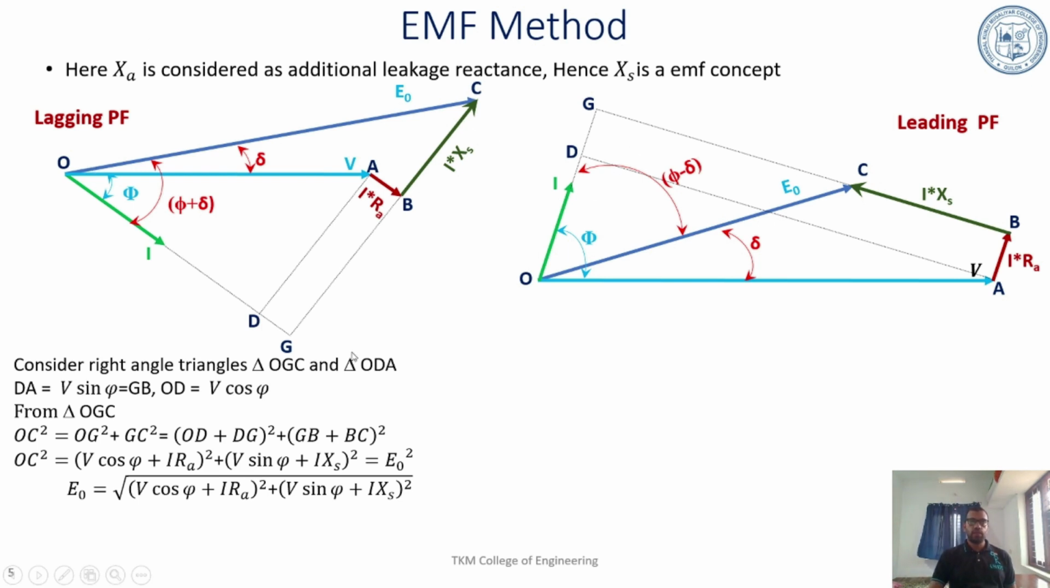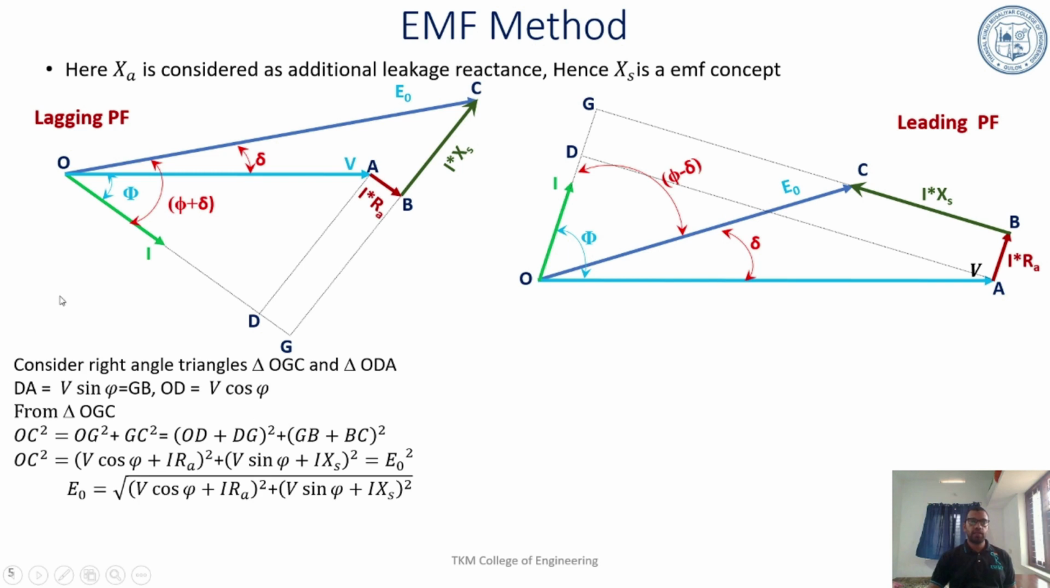So E0 is equal to root of OG square plus GC square. What is OG? This part is V cos phi and this part is I into RA. So OG is equal to V cos phi plus DG, that is I into RA. GC is, this part is V sin phi and this part is I into XS. Substituting all these things, E0 is obtained as root of (V cos phi plus I into RA) whole square plus (V sin phi plus I into XS) whole square.